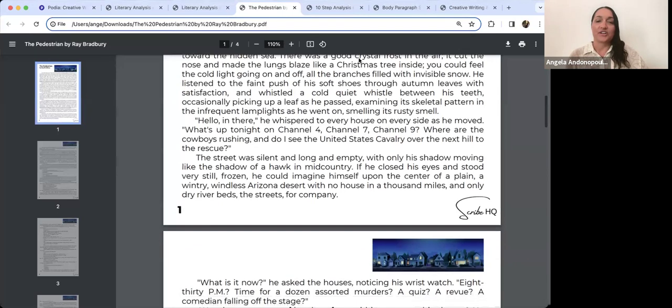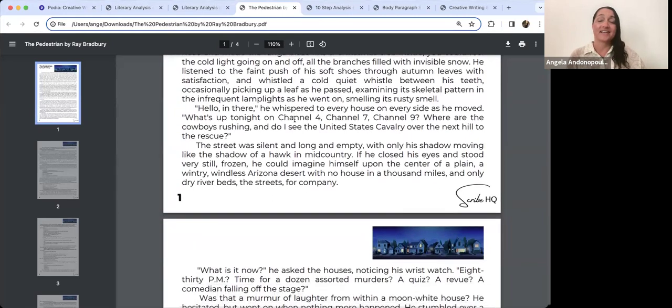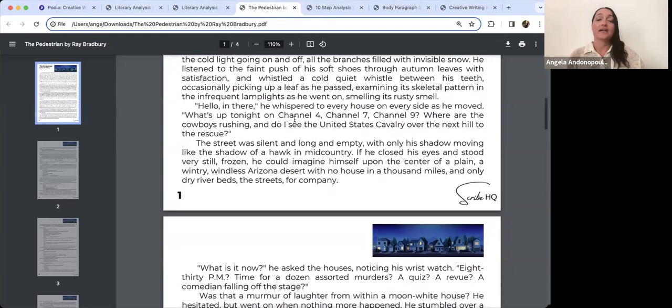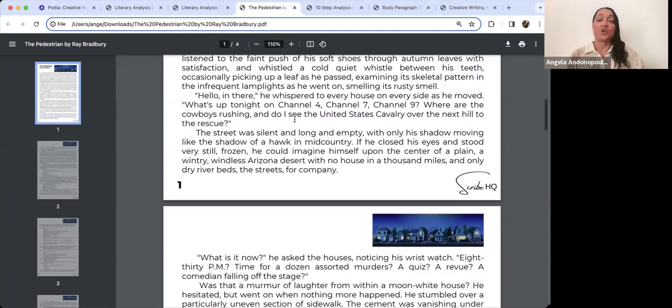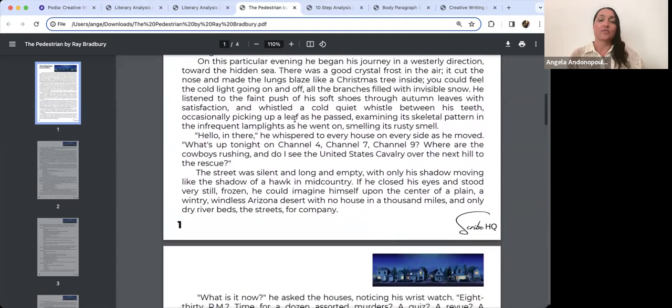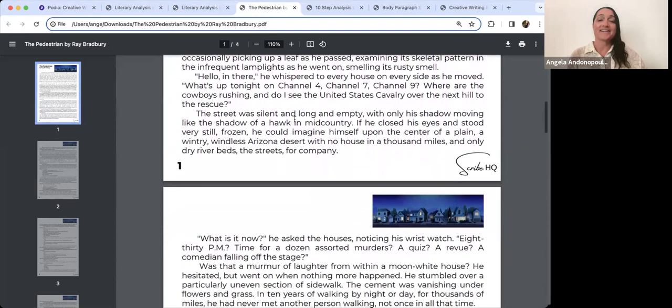A lot of imagery here as well. He listened to the faint push of his soft shoes through autumn leaves with satisfaction and whistled a cold, quiet whistle between his teeth. He's enjoying the cold. I sense that he likes being out there. I mean, he's isolated, he's alone. He's very, very lonely, obviously, in this world, but I don't get the sense that he would much rather be anywhere else. And this is where I was saying before, he starts to question the houses.